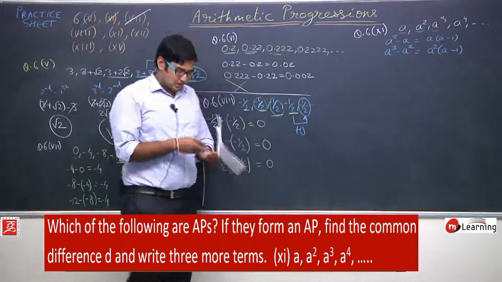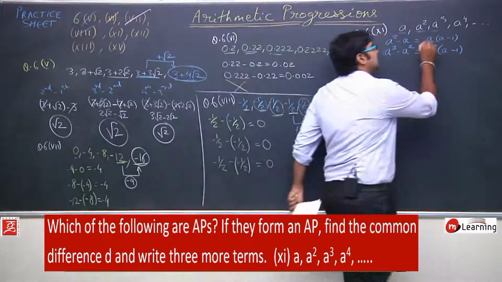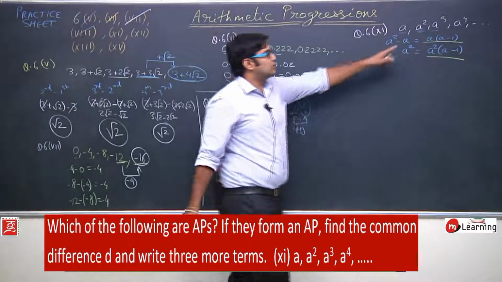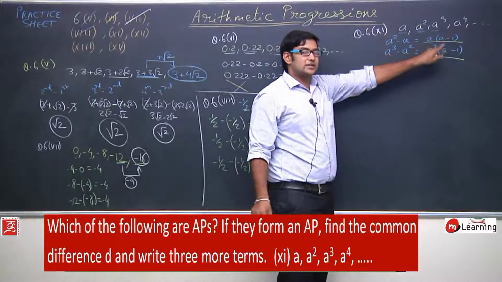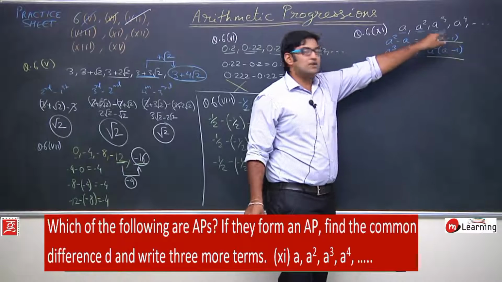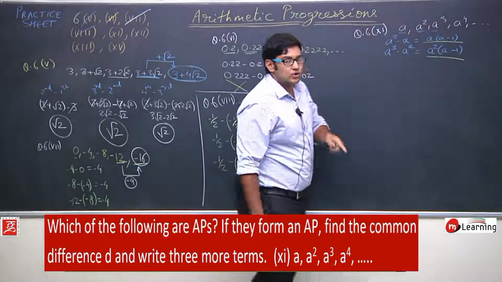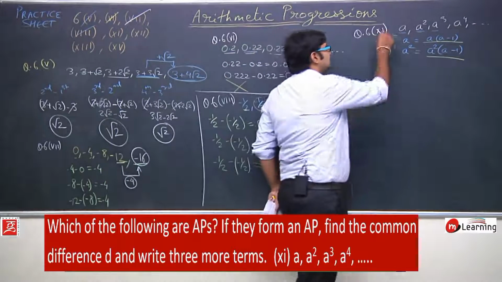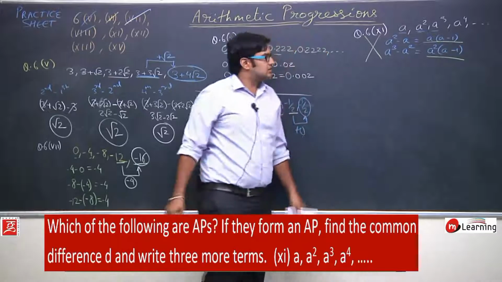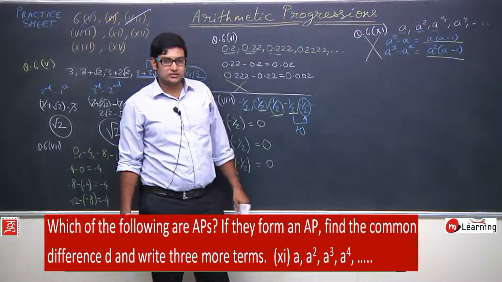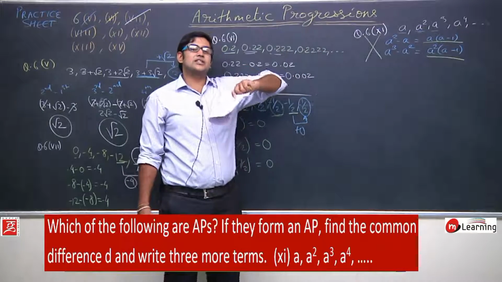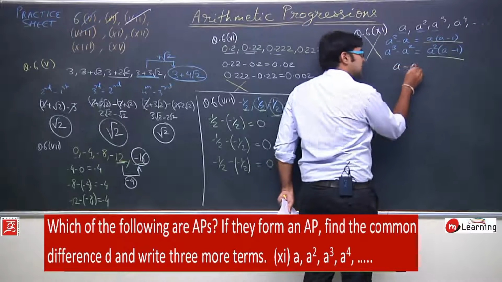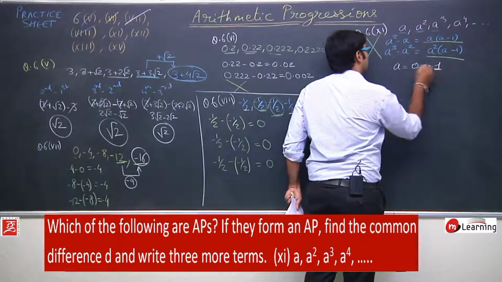Now can you say that these are equal? Can you say that these two are equal, a times a minus 1 and a square times a minus 1? Do these two values look equal? No, these two values are not equal, hence I will say this is definitely not an arithmetic progression. This can be an arithmetic progression only if a is equal to 0 or 1.